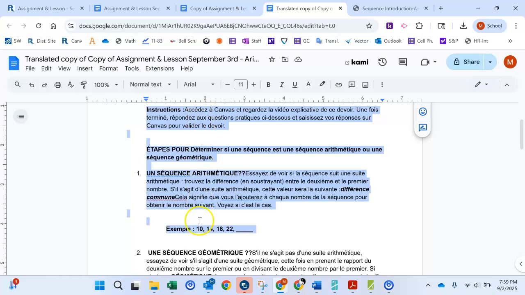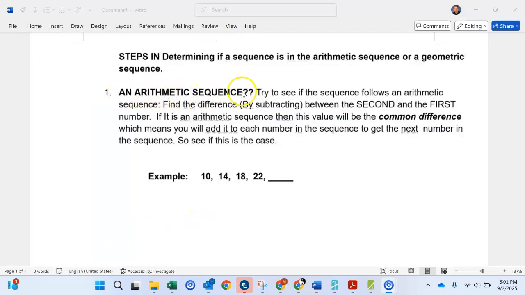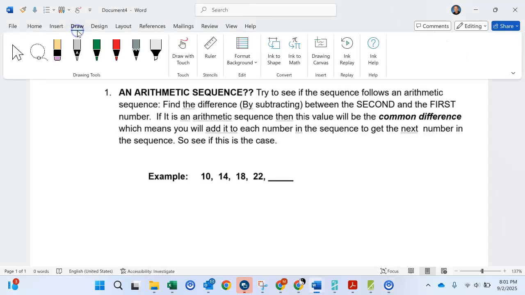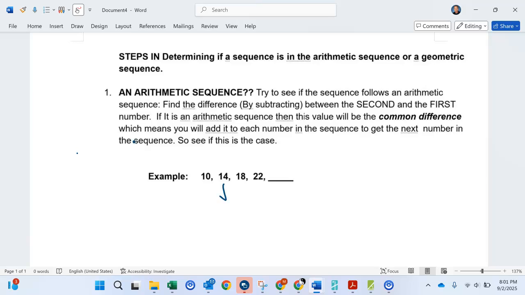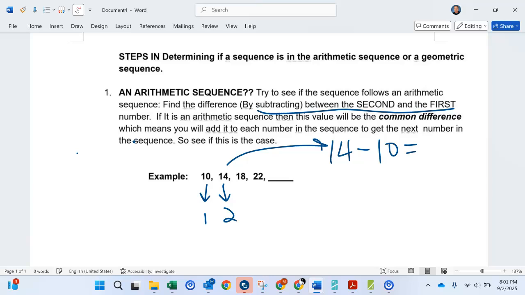Go ahead and read it in your language if you need to. Okay, so hopefully you read this and you understand it. First, we check to see if it is an arithmetic sequence. What does that mean? It means you subtract the first number from the second number. So this is the second number. This is the first number. What it says is subtracting between the second and the first. So you take this one right here and you go 14 minus 10 equals 4.